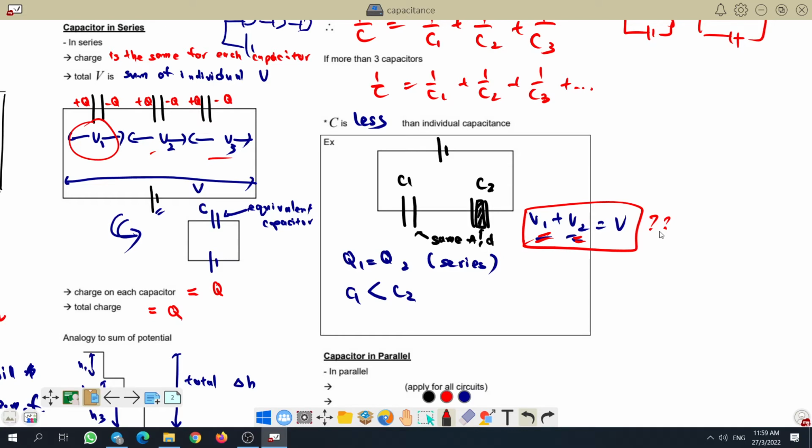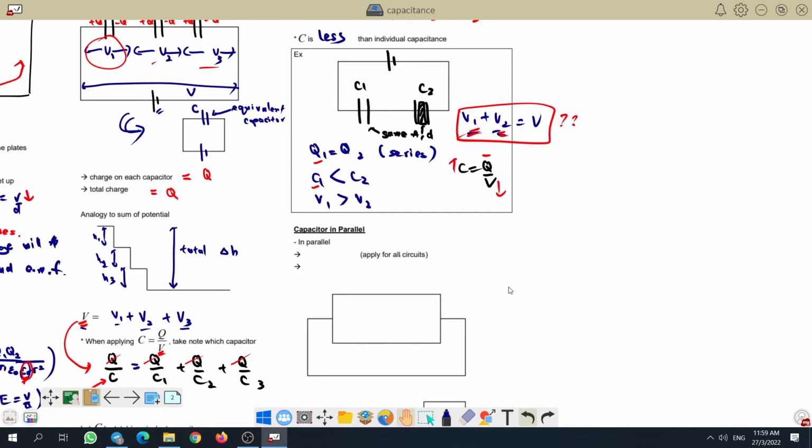Okay. So now in this case we know Q and C. So we know V, because C equals Q over V. Be careful. In this case Q is constant. So a higher C will actually have a lower V. Which means V1 is high, V2 is small. V2 is bigger, which means V1 is bigger. Okay, so that's in series.